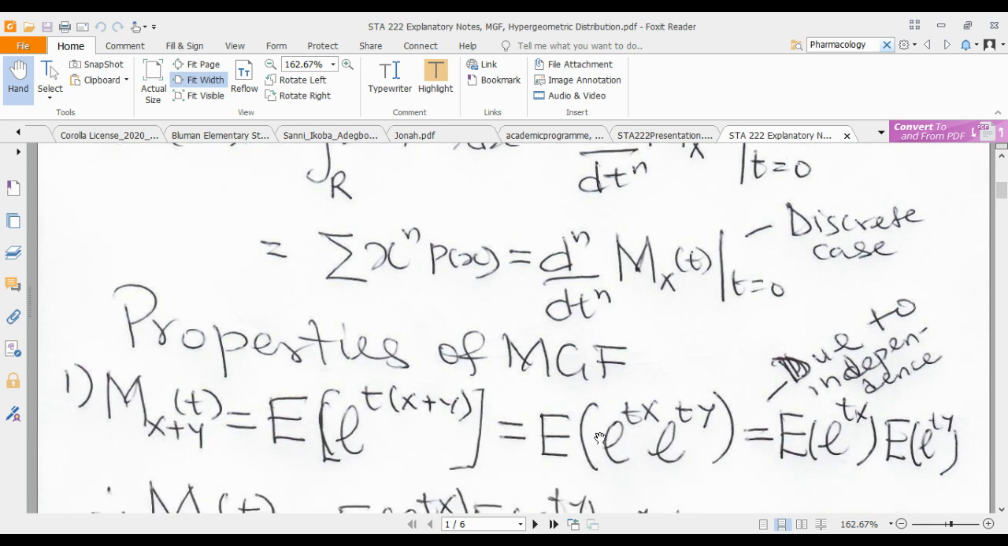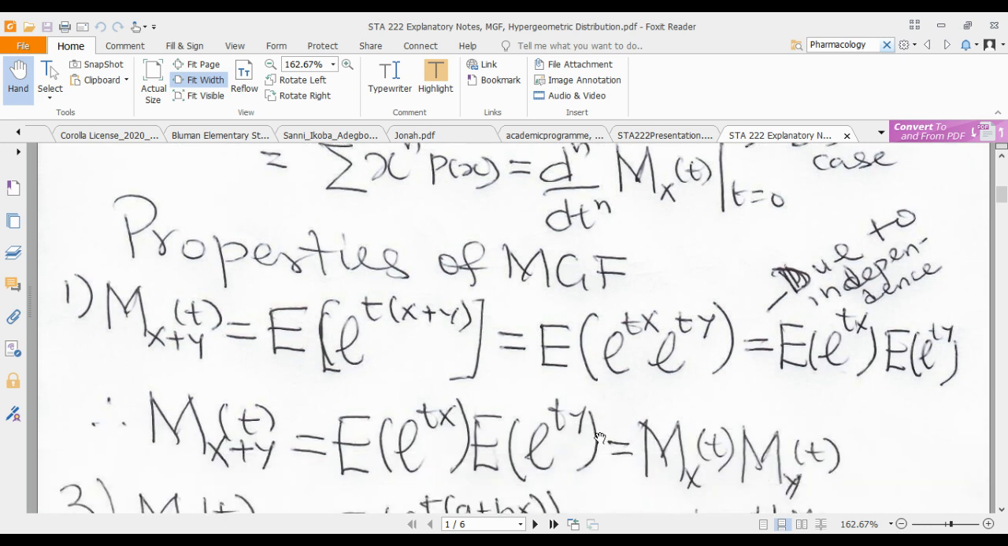There are several properties of the moment generating function. The first property listed here is that for the sum of two independent random variables, the MGF of the sum is equal to the product of the MGFs of both random variables.